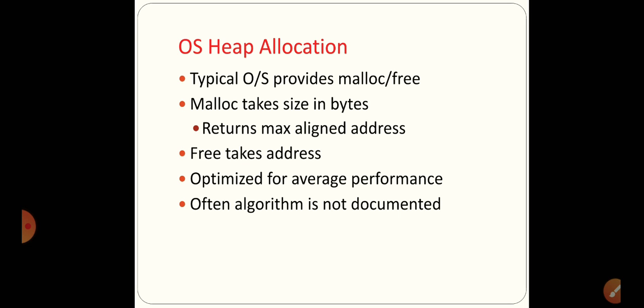We can use any one of them. OS heap allocation. Generally when we talk of heap allocation, if we consider the C programming language, we have four functions: malloc, calloc, realloc, and free. These four functions are responsible for memory management in the compiler for C. We know that malloc takes the size in bytes and returns the max aligned address. It takes the free addresses, optimizes performance, and often the algorithm is not documented.